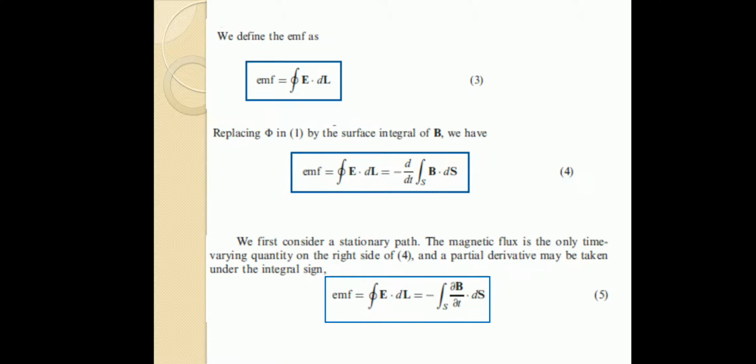So you will get the EMF equal to the line integral of E dot dl, which is equal to minus d by dt of the surface integral of B dot dS. Next, we can interchange this derivative and integration. So our equation is the EMF equal to the line integral of E dot dl, which is equal to minus the surface integral of partial B by partial t dot dS. This equation is known as the integral form of Maxwell's equation.